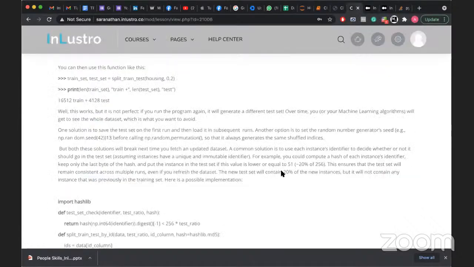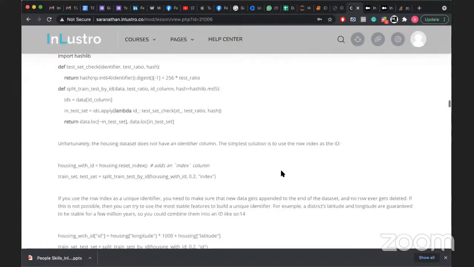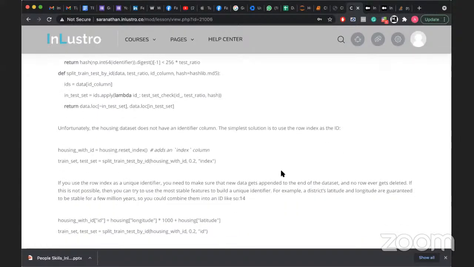Right. So once you have separated the test set, the problem is the housing data does not have an identifier column, right? We said that we're going to use the identifier. What is the identifier column? There's no such column. Simplest thing is we can use the row index as the ID, right? That's what we're going to do. So use the row index as the unique identifier, and you're making sure that the new data gets appended to the end of the data set and no row ever gets deleted, right?